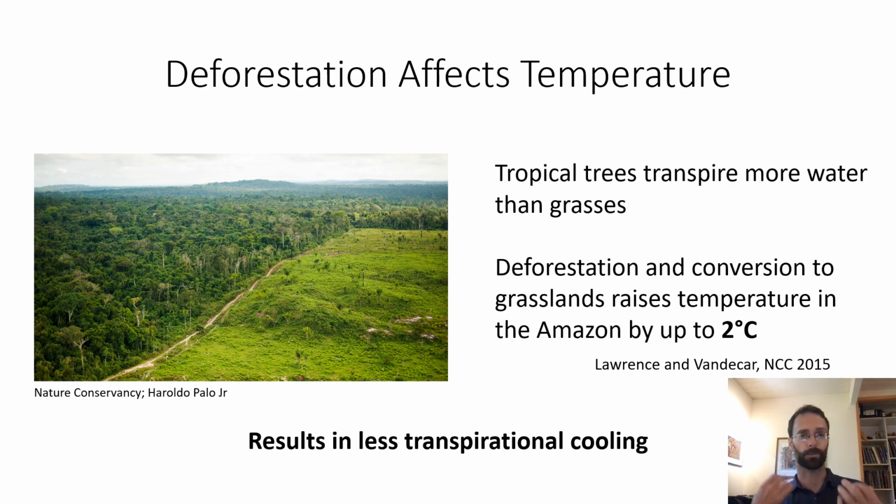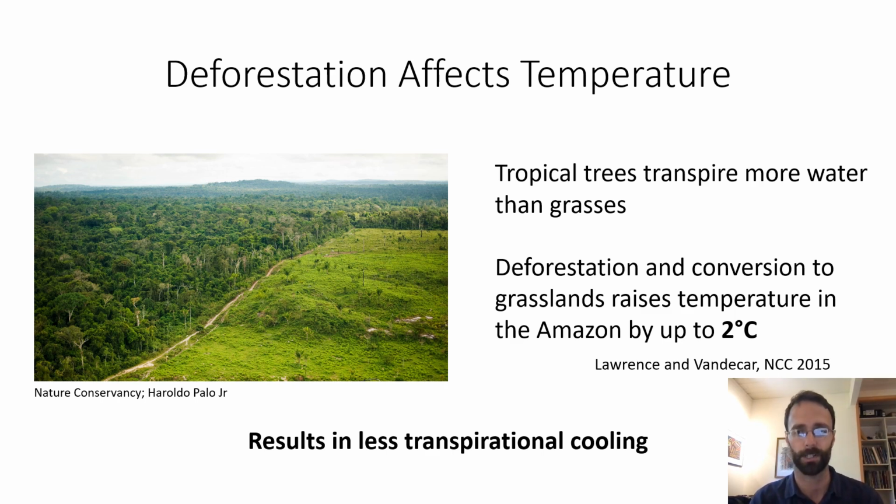Okay, so given their role in controlling temperature, if we change the landscape of vegetation, the temperatures will also change, right? So going back to that deforestation example, if we replace tropical forest with grasslands and other crops, that's going to reduce the amount of transpiration, and that reduction in transpiration is going to cause the temperature to rise. So again, if we were to conduct this over basically the entire Amazon all at once, right?